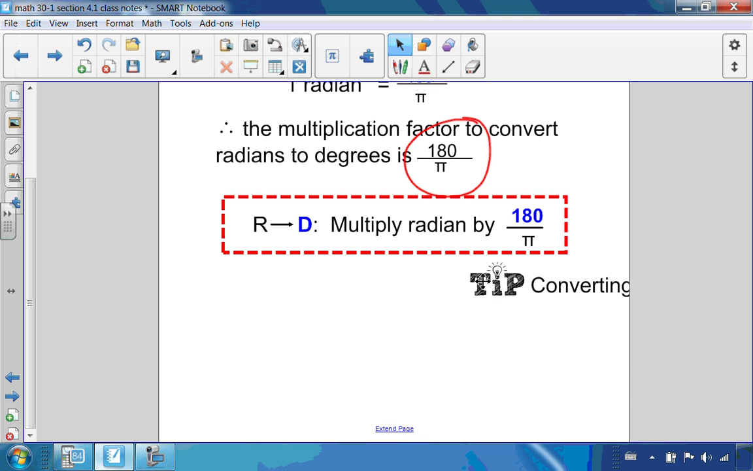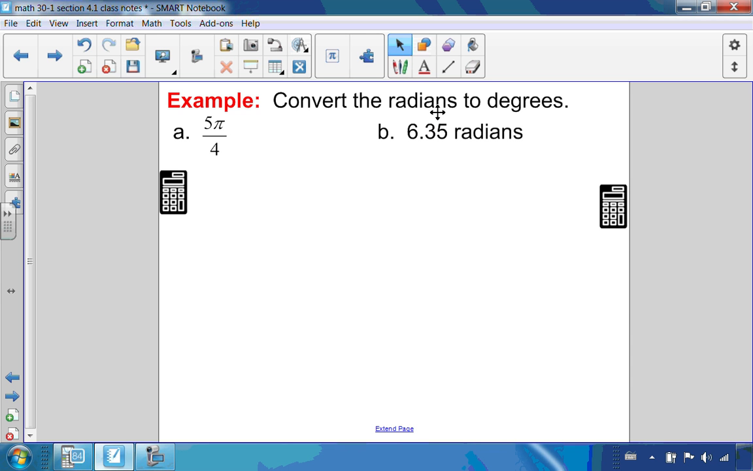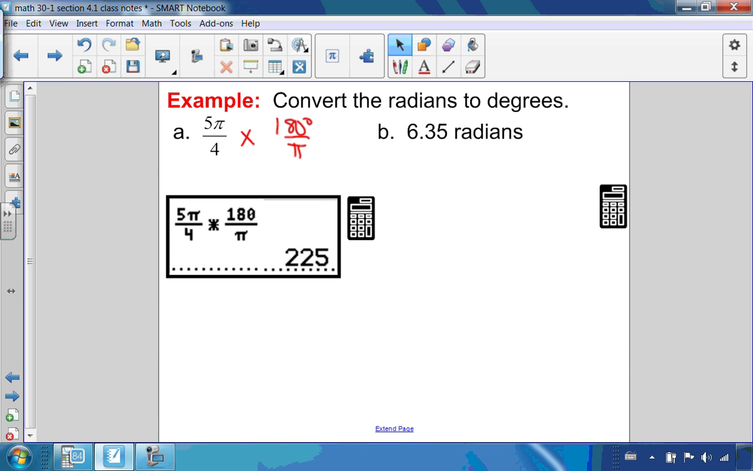Again, the way that I remember that is if I'm converting to degrees, the degrees go on top of the fraction. So let's try some of those. Okay, so I want to convert radians to degrees. I'm going to take my radians and I want to go to degrees, so I'm going to put the 180 on top. Now I can put it into my calculator exactly like that, and you can see I get 225 degrees. Or I can see that the pi divided by pi cancels, and I can just do 5 times 180 divided by 4. I would get the same answer either way.